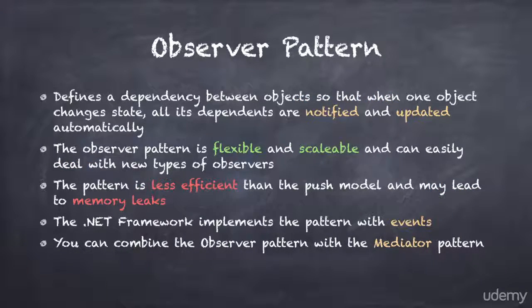The observer pattern defines a dependency between objects, so that when one object changes state, all its dependents are notified and updated automatically. The pattern is flexible and scalable, and can easily deal with new types of observers, but it may lead to memory leaks. The .NET Framework implements the observer pattern with events.